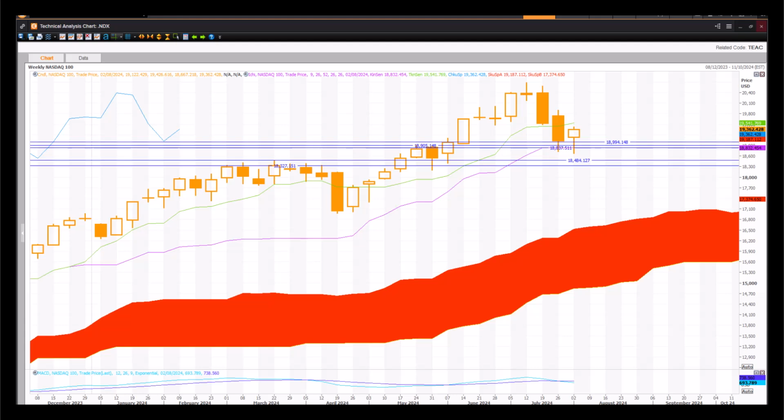We'll start with the weekly Ichimoku cloud. Beautiful cloud chart rebound on the standard line there. You can see this purple line here. This is the critical support zone, 18837. That's a critical support zone.